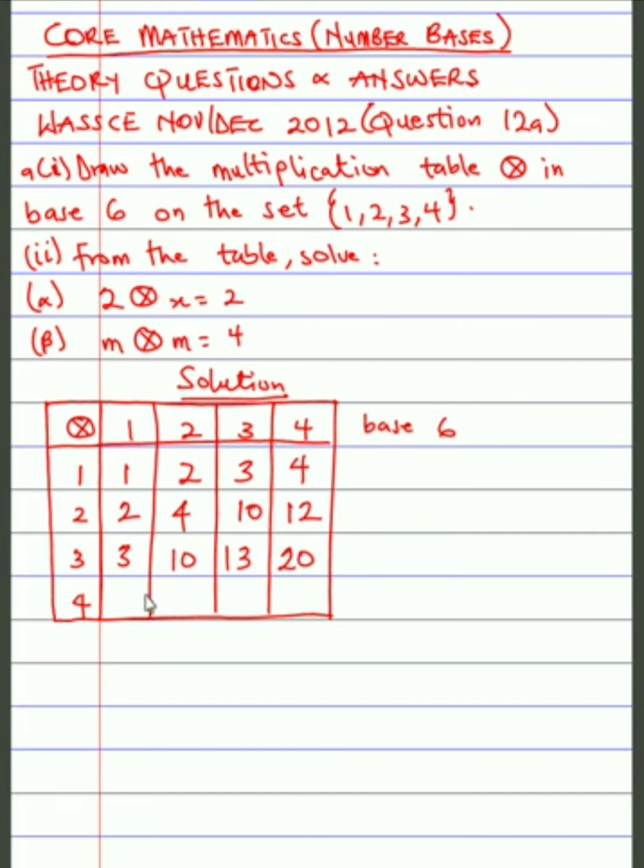4 times 1 we get 4. 4 times 2 we get 8. So 6 goes into it 1, remainder 2. 4 times 3 we get 12. 6 goes into 12, 2 remainder 0. 4 times 4 we get 16. 6 goes into 16 how many times? 2 times, remainder 4. So we have 24. So this is the table.